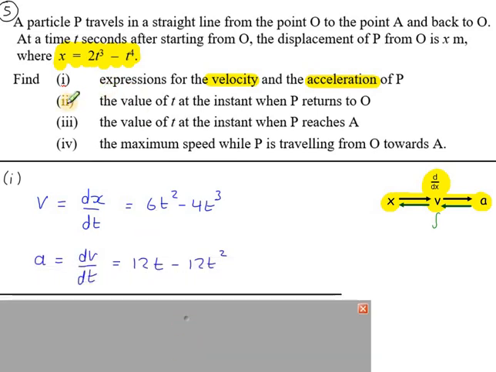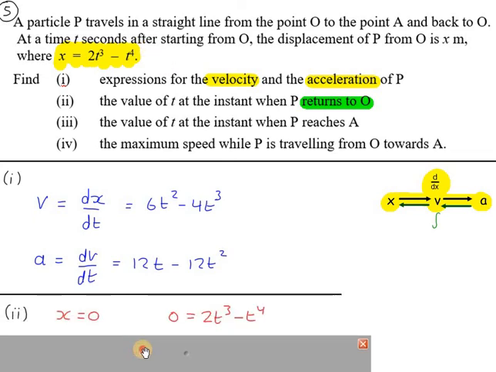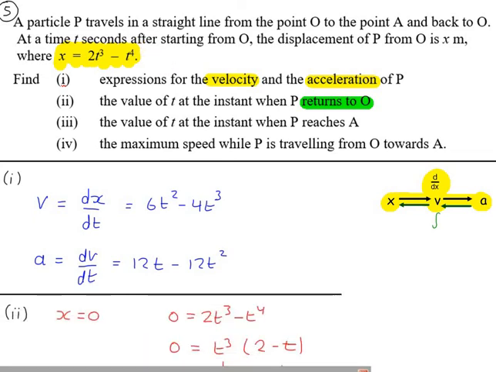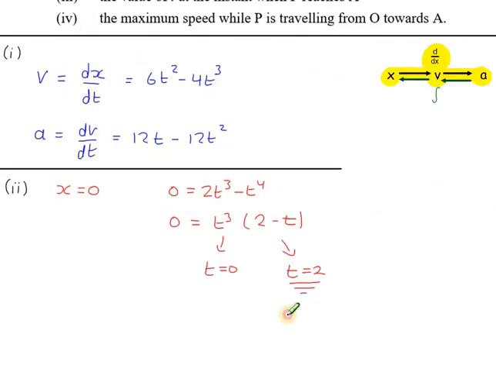Part 2, when the particle returns to O, the displacement is 0, so we need to solve this. Factorizing, and this is the value we're looking for. Initially the particle was at 0, so that was when t equals 0, we already know this.